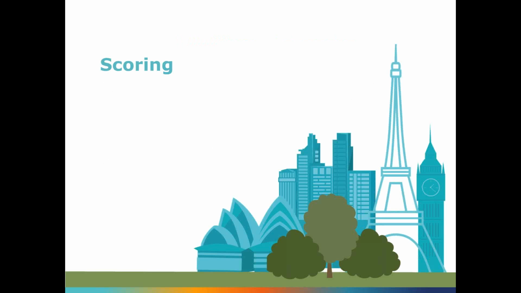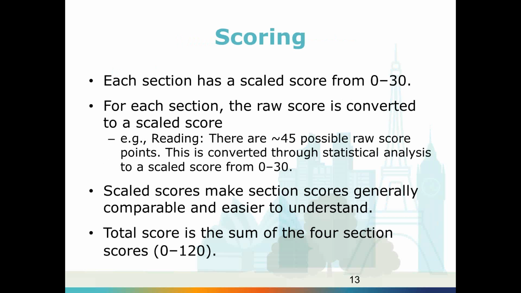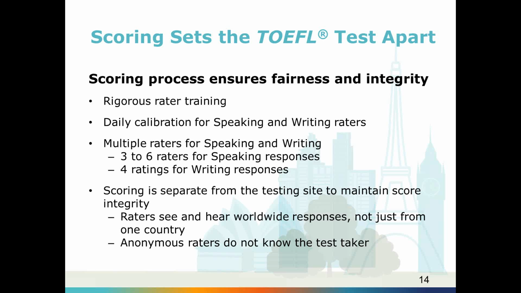All right, we're going to talk a little bit more about scoring now. I said earlier, each section has a scaled score from 0 to 30, and the total score is out of 120. That's all quite self-explanatory there.